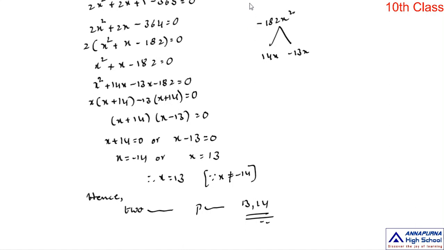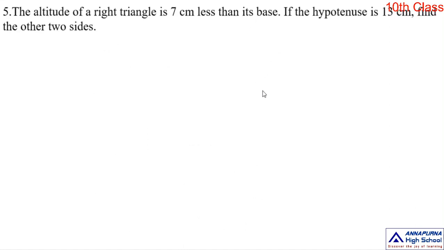Let's come to the next question. The altitude of a right triangle is 7 centimeters less than its base. If the hypotenuse is 13 centimeters, find the other two sides. Once again, the altitude of a right triangle is 7 centimeters less than its base. Here we have a right triangle, meaning a right angle triangle. This is the right angle triangle.